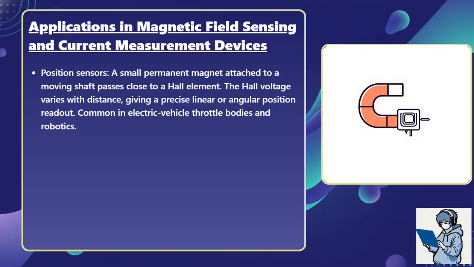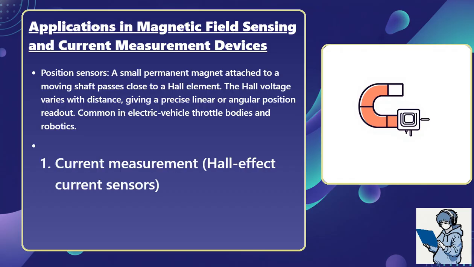Position sensors: a small permanent magnet attached to a moving shaft passes close to a Hall element. The Hall voltage varies with distance, giving a precise linear or angular position readout. Common in electric vehicle throttle bodies and robotics. 2. Current measurement: Hall effect current sensors.